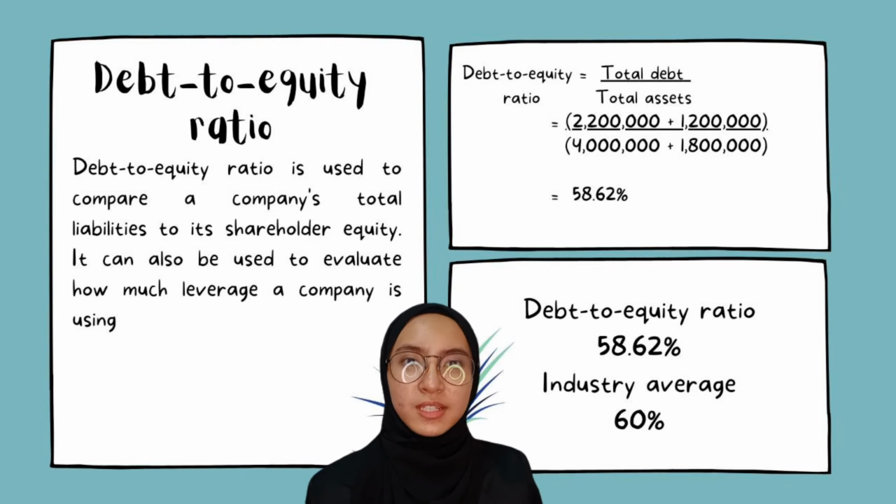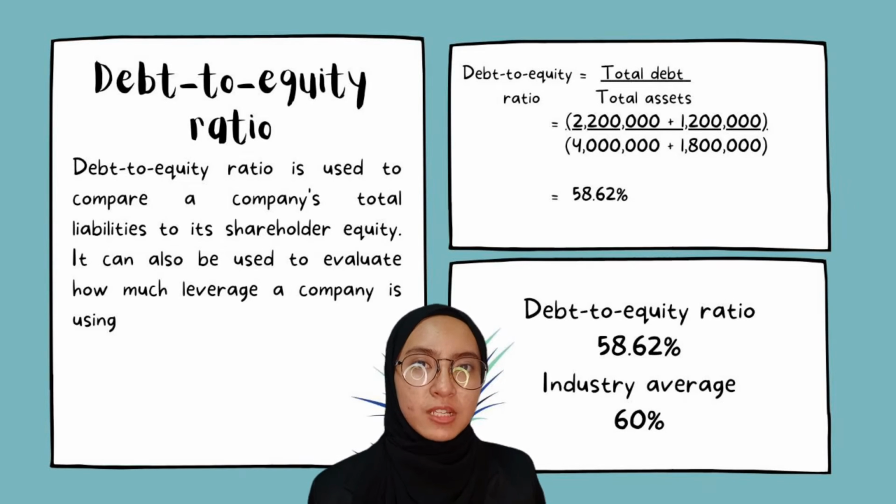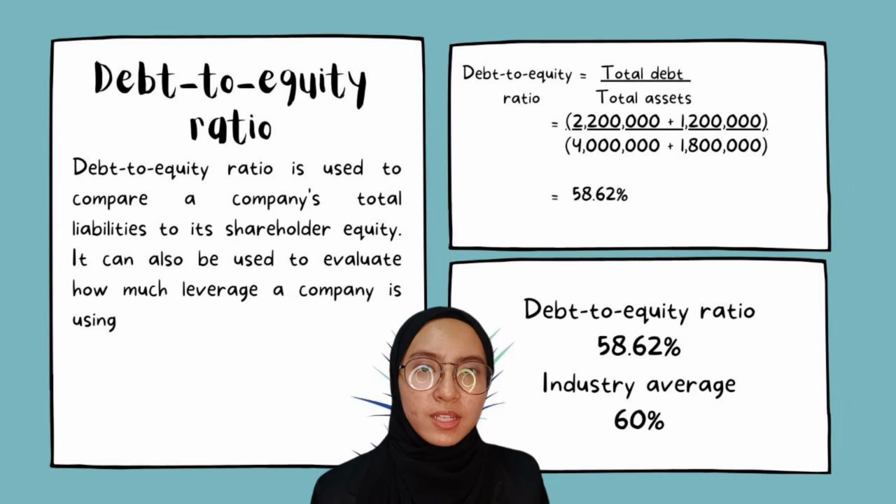The second ratio is debt to equity ratio. It is used to compare a company's total liabilities to its shareholder equity. It can also be used to evaluate how much leverage a company is using. Here is the calculation of debt to equity ratio. Total debt divided by total equity, and the answer is 58.62%. Based on this calculation, Hikmat Bati Berhad only used 58.62% of loans, which is good for their company compared to its competitors in the industry, which use 60% of loans. To improve this ratio, the firm can increase their profitability and restructure debt.